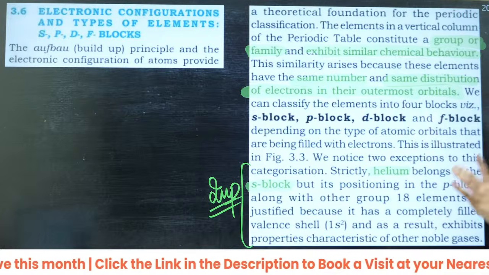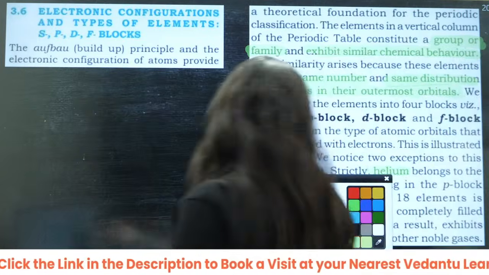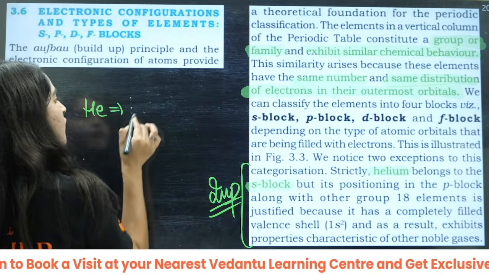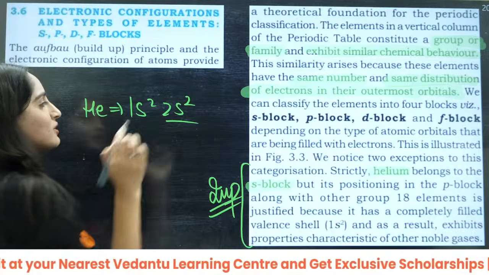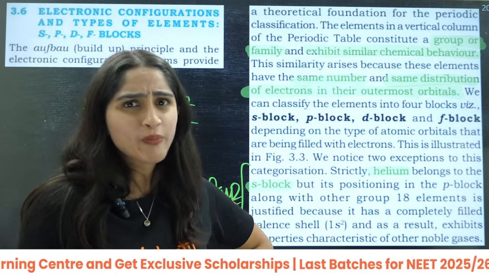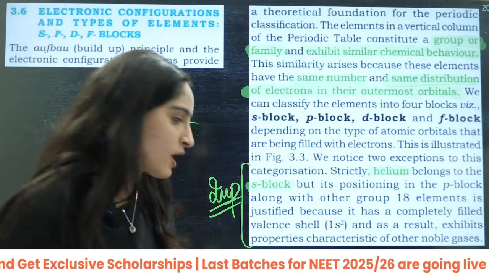But why does helium belong to the s block? Because, bacha, helium has the electronic configuration 1s2. The last electron is in the s orbital. That means it should be in the s block, but it is not.